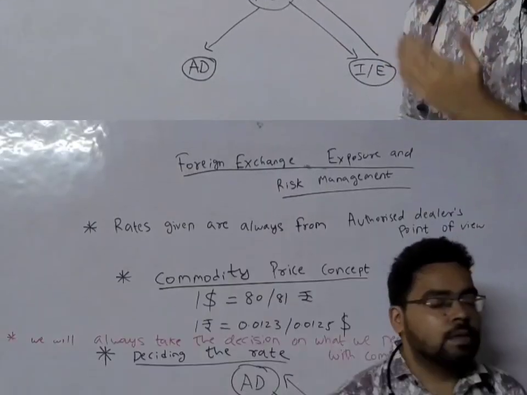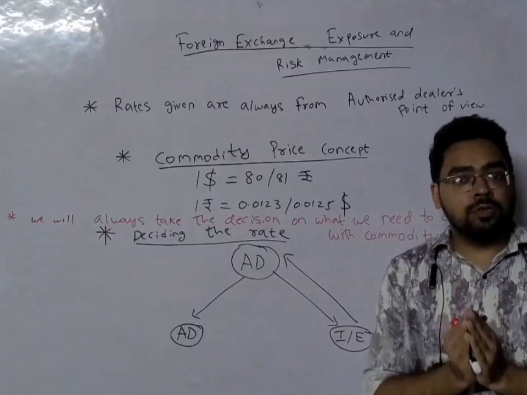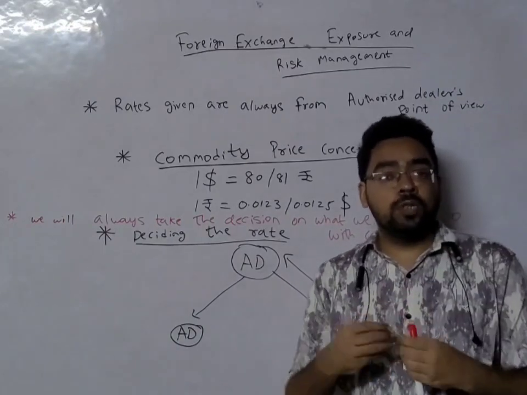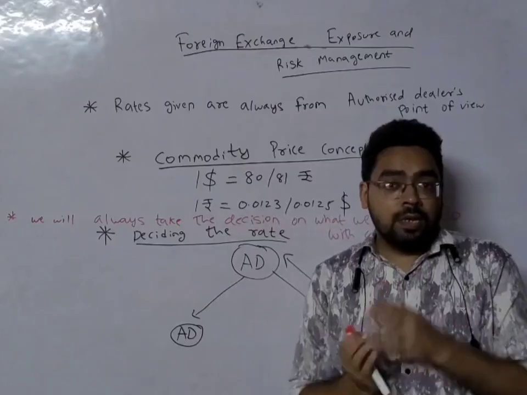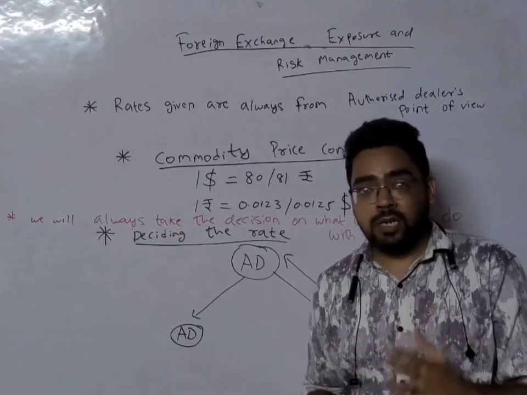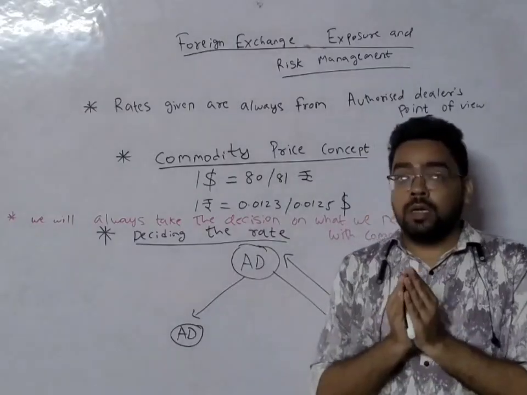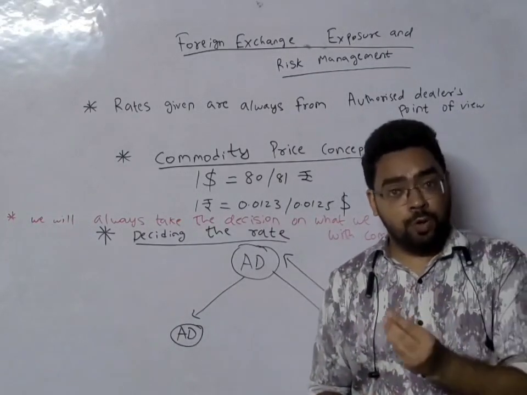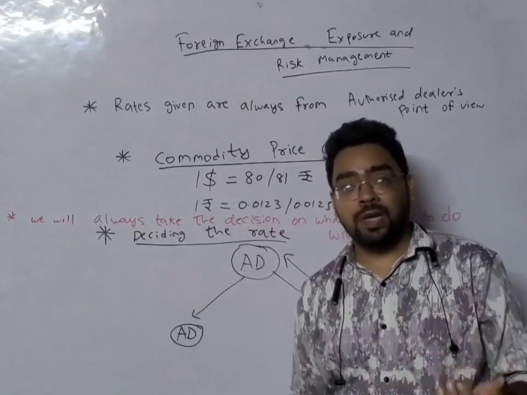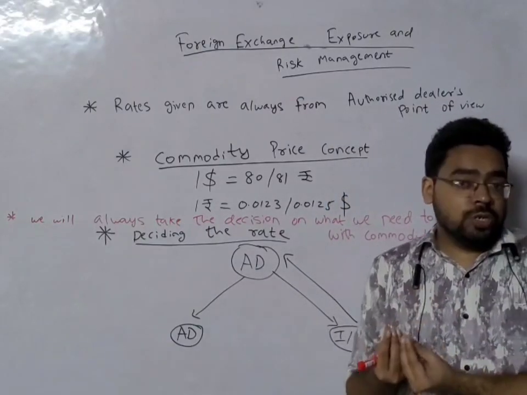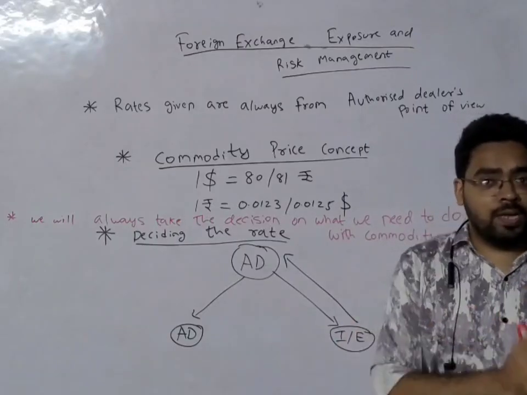Let's move ahead. Okay, let's move to the next concept, which is commodity price concept. Since in question you are given more than one currencies, it becomes a little confusing in deciding what we need to do with which currency. So in commodity price concept, we will assume one currency as a commodity and other currency as a price of that commodity. Okay, now the question arises, which currency will be commodity and which will be the price?